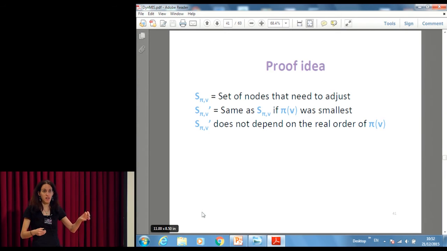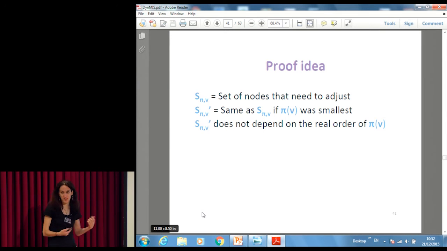If I took V out of the graph, I'm going to show this in a picture in a second. If I take V out of the graph and suppose that it was smaller than all of the nodes, what would I have to change in the graph? And the set that I would have to change, I call it S_π,V prime. Again, I'm going to say just S prime, but I want to keep the notation. So notice that it depends on π and V. The only thing it doesn't depend on is the real order of π(V), because I'm just making V be the smallest order, and then I check what is the set of nodes that change.